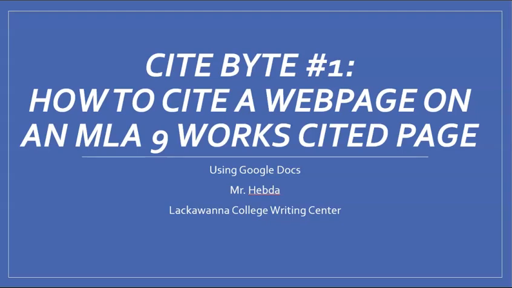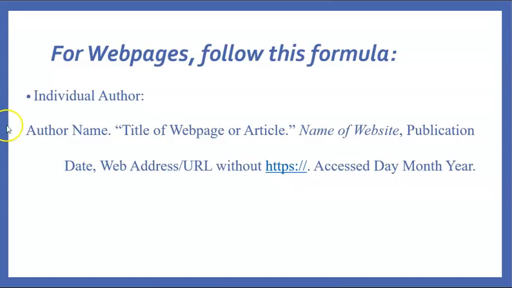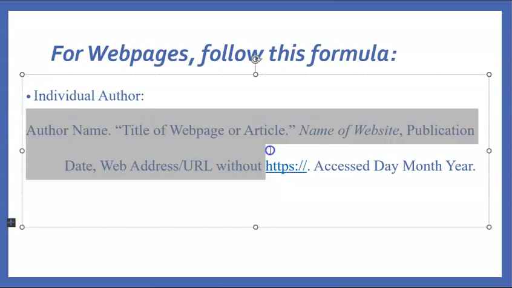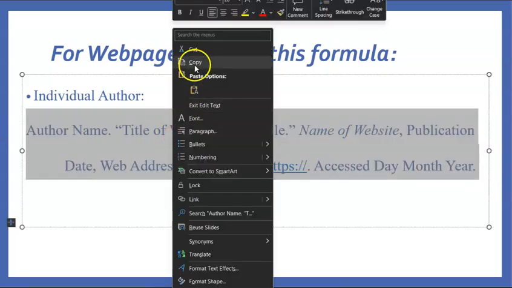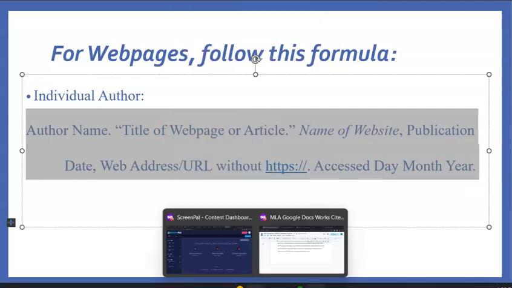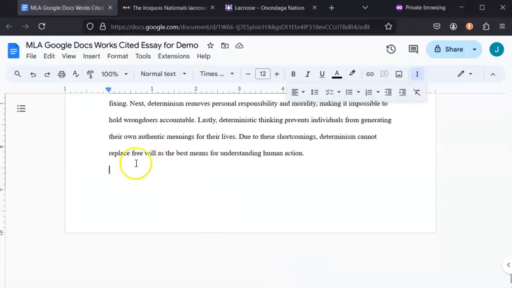In this episode, we're going to take a look at how to cite a web page in MLA 9 using Google Docs. All right, to help us out, I adapted this formula to cite web pages from Purdue OWL. I'm going to copy it, and I'm going to paste it into a Google Doc example essay that I already have set up here. So let's say we have our essay written and we're ready to insert our works cited page.